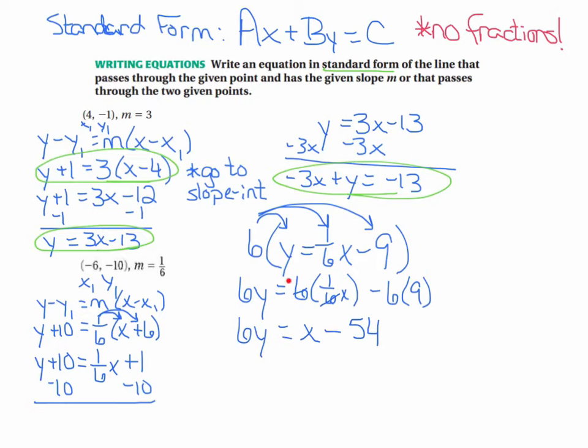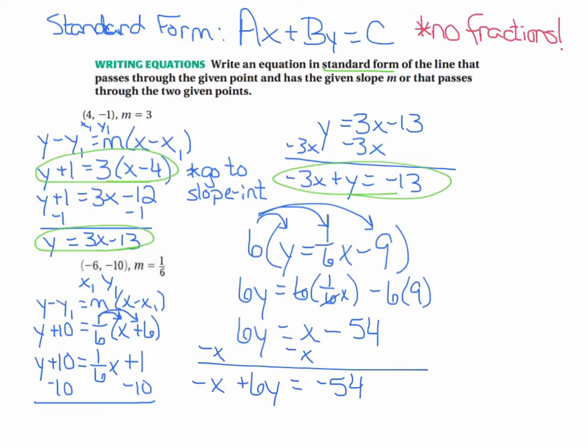Miss Laney calls this multiplying through by the 6 to get rid of that denominator. She calls that the magic number because it makes the fraction disappear. Now, that made my fraction go away, so I'm good there, but I'm still not in standard form because x and y are split up. So I'm going to subtract x from both sides, and I get minus x plus 6y equals negative 54.